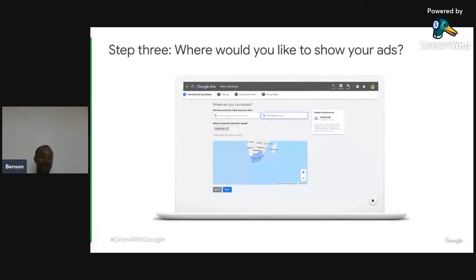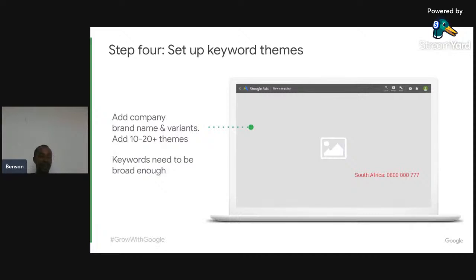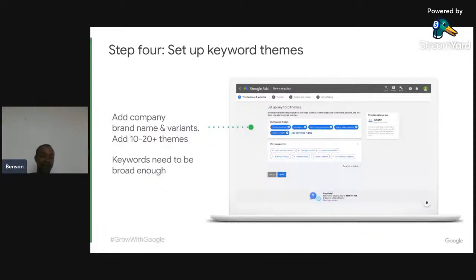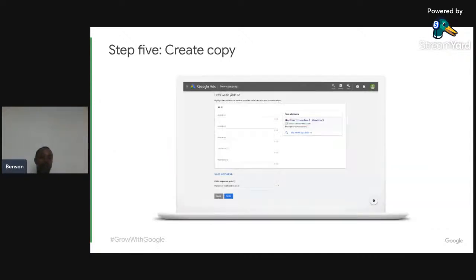Then you can set up the keyword theme. When you're setting the keyword theme, you can add a company brand name and variants, and ten themes. For example, if you are doing phones, you can say affordable smartphone, quality smartphone, original quality phone. So you can come up with keywords. You can also do the keyword search, and I will take you through how to work on that. You can also interact and juggle those keywords to come up with the best keywords that will help you. So when you now come up with the keywords, you can create a copy.